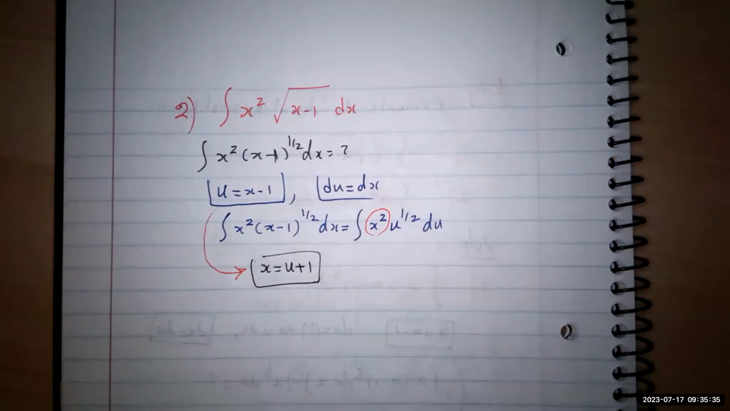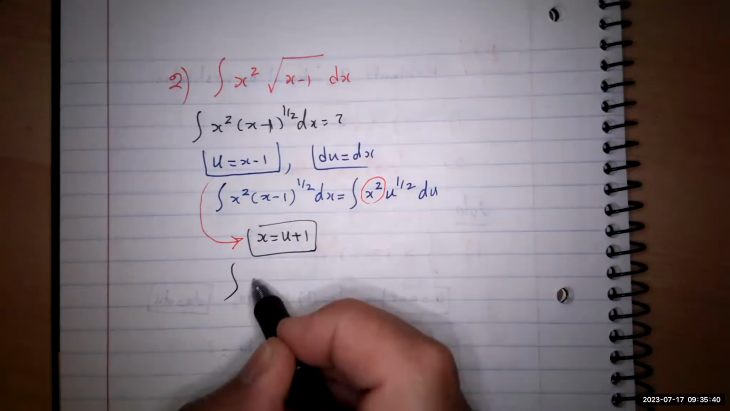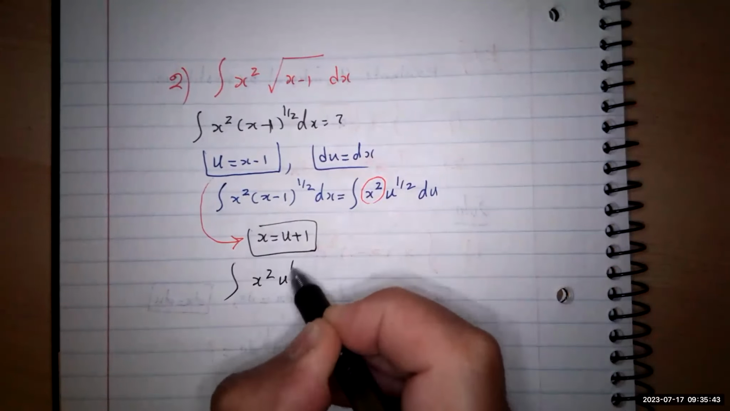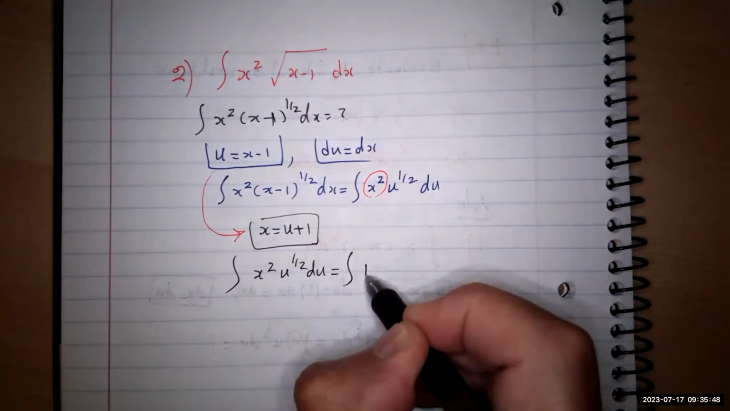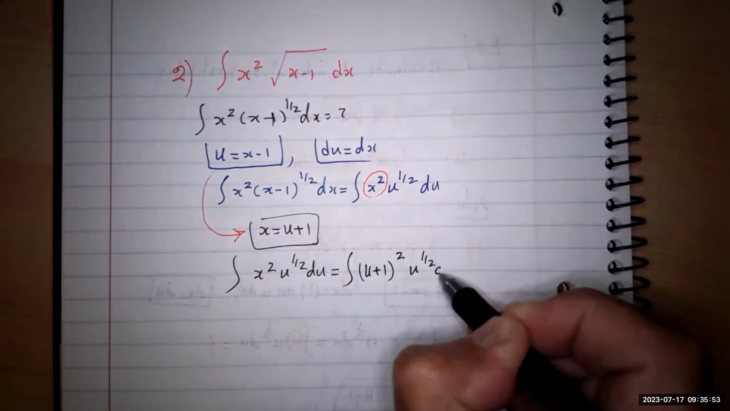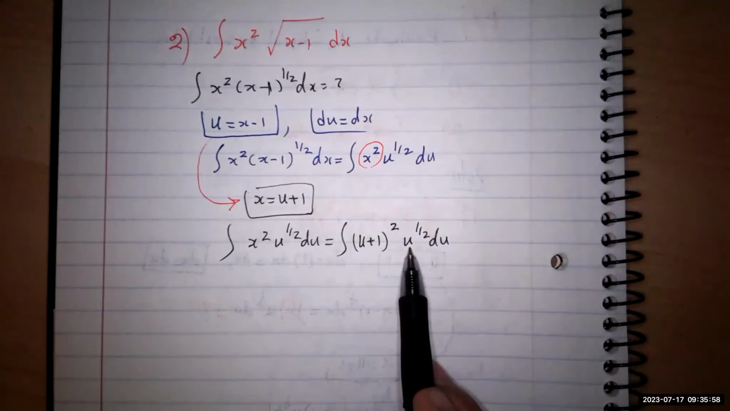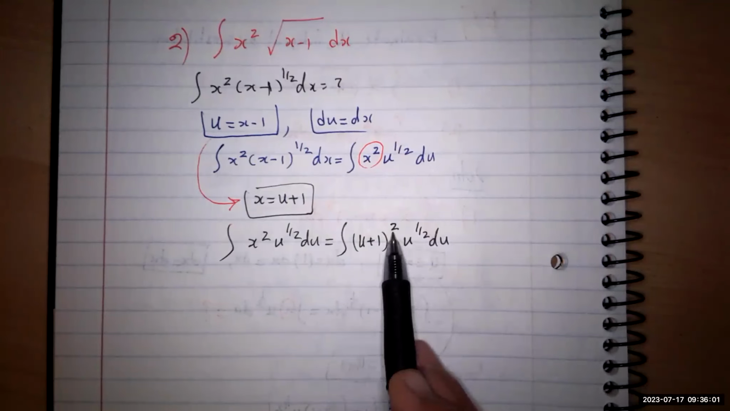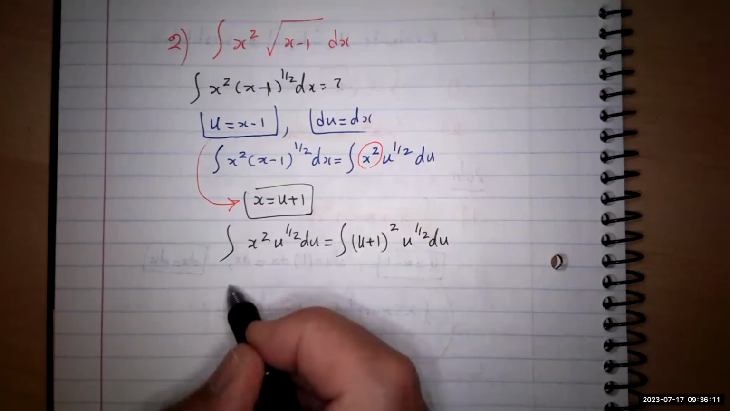And then you go back and substitute. You've got a little bit more algebra. So we have x squared, u to the half du. Substitute for x squared, so that gives you (u plus 1) squared, u to the half and the du. Now you have to square u plus 1 first. That's your extra job. You can FOIL it, u plus 1 times u plus 1, or you can use the square of the binomial. I'm going to use the square of the binomial.